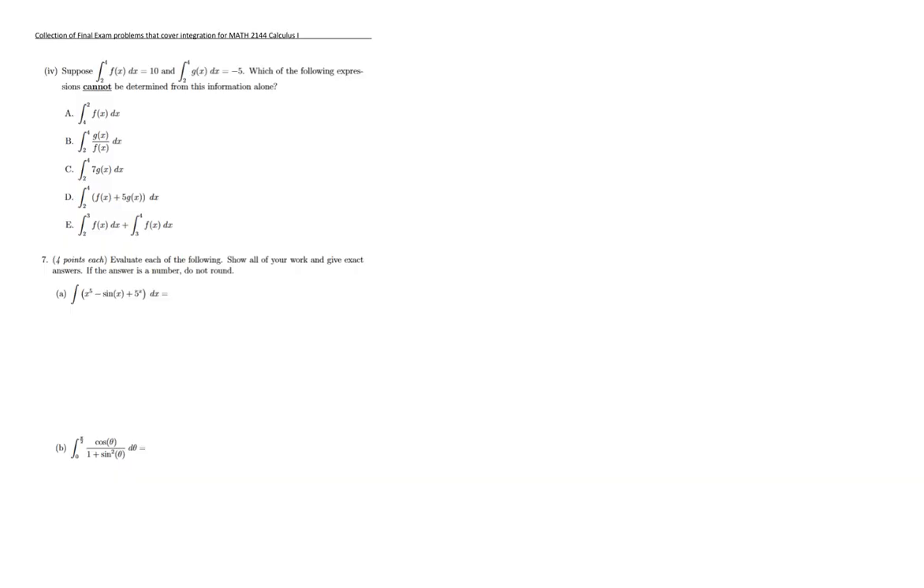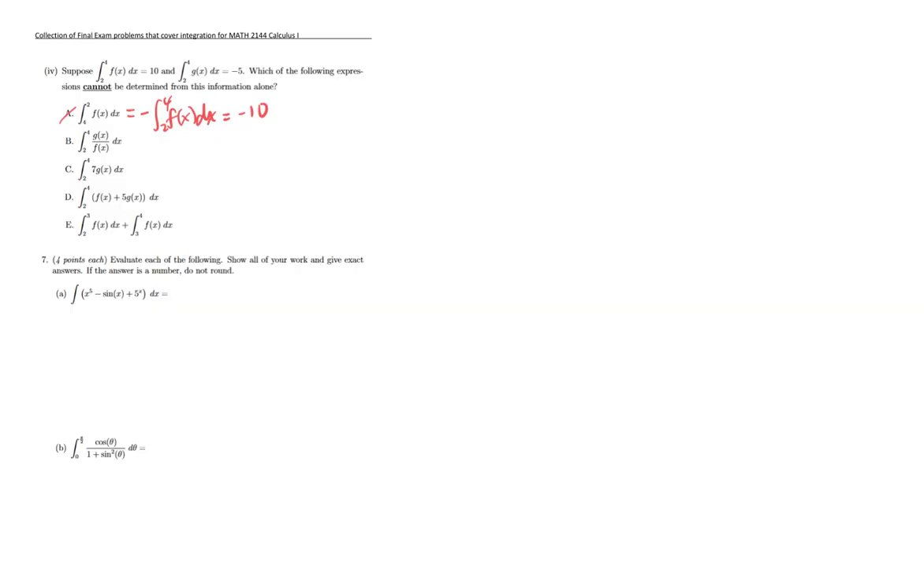And that is d. Okay, so I know that the integral from 2 to 4 of f of x dx is 10. And the integral from 2 to 4 of g of x dx is -5. Which of the following cannot be determined from this expression? So integral from 4 to 2, that's the negative of the integral from 2 to 4, which is -10. So A is out.